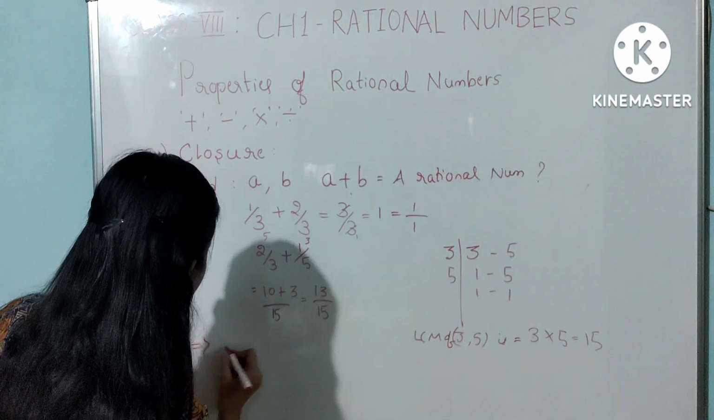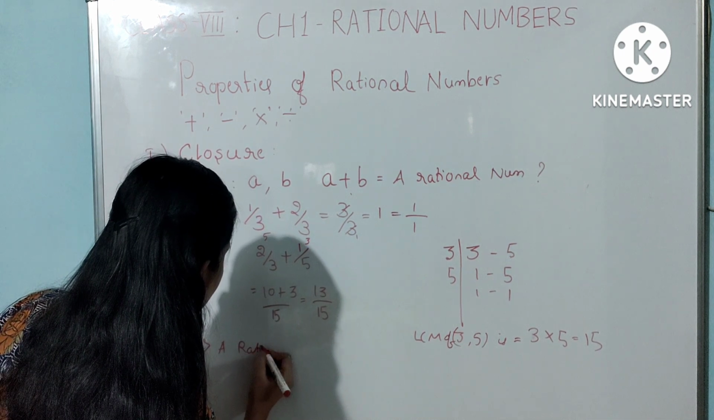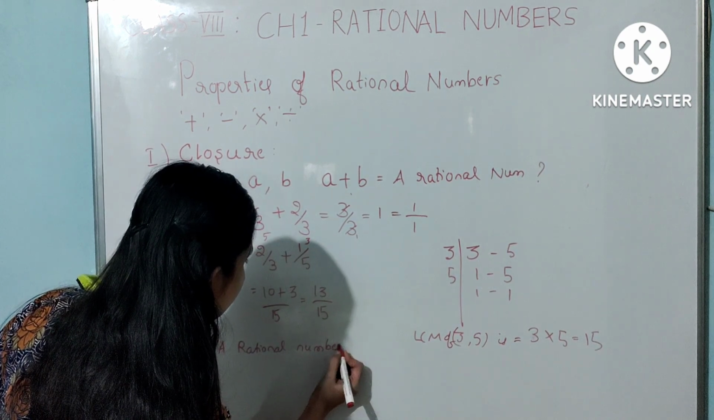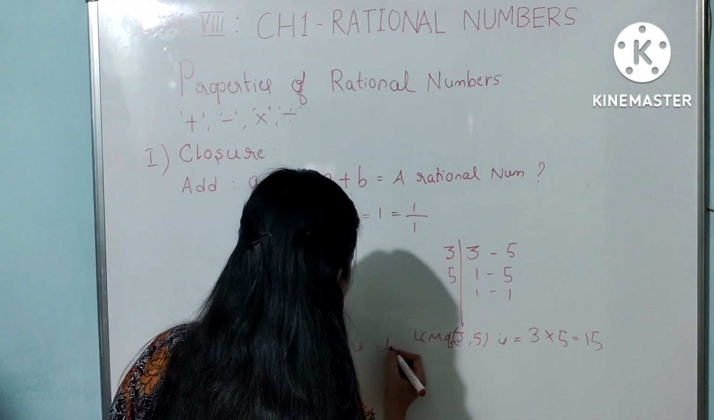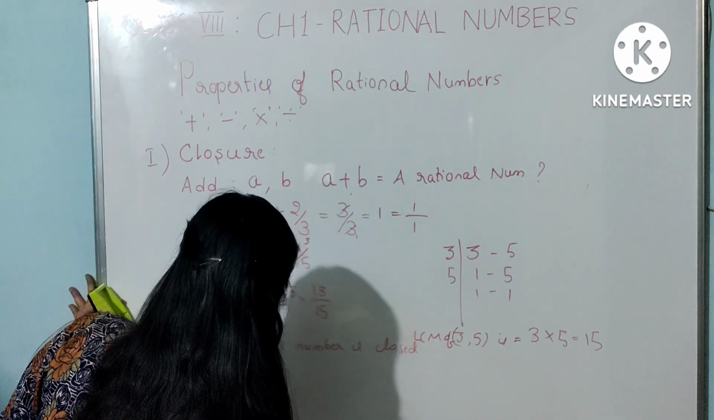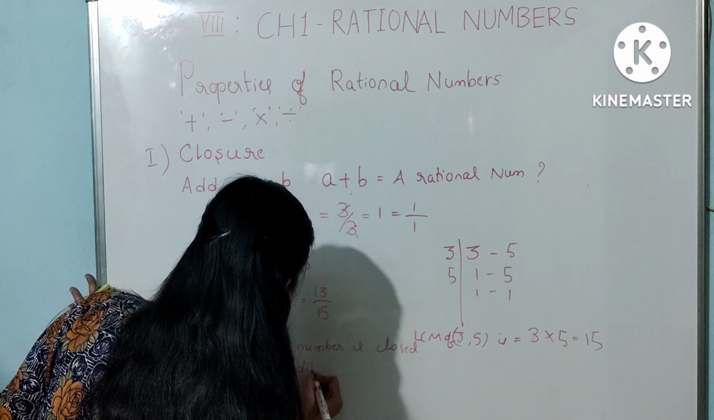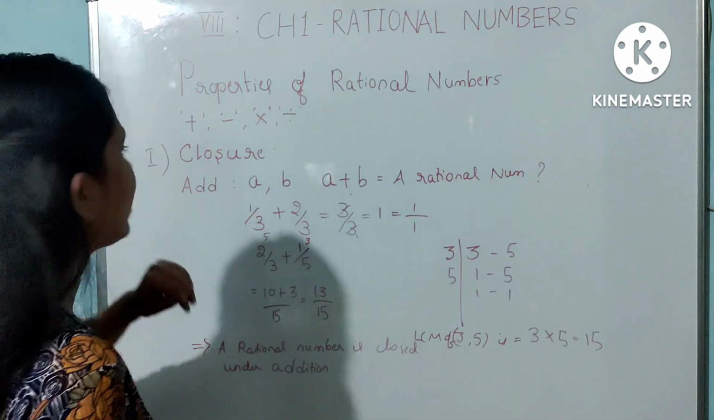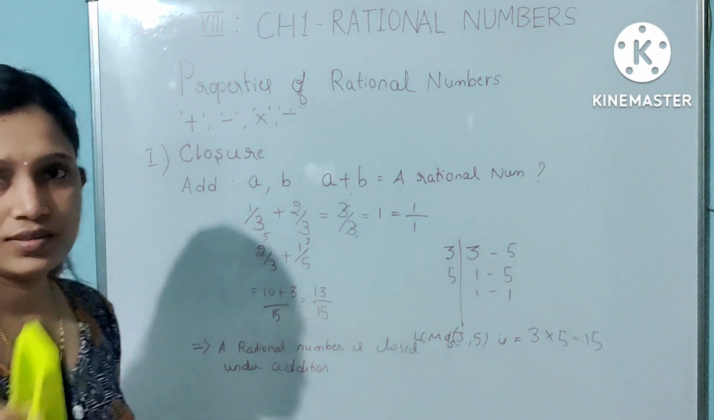So can we say a rational number is closed under addition? Yes, correct? Okay. So let's discuss the closure property with respect to subtraction.